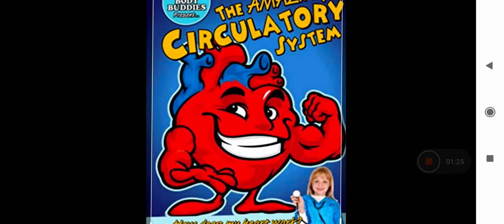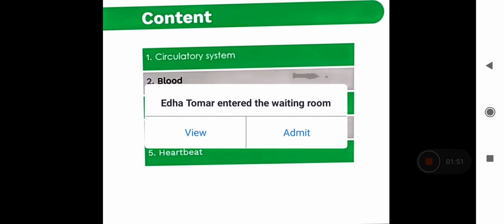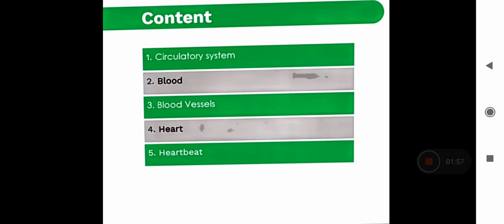In the case of plants, the system of pipe-like channels, which are called conducting tissues or vascular tissue, transports water, minerals, and food materials within the plant body. Single-cell organisms like amoeba and paramecium simply diffuse the materials in and out. So today our topic is the circulatory system.